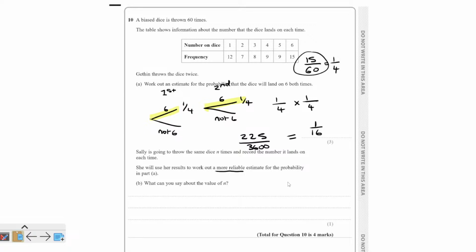So it's basically any time that you're trying to figure out probabilities by doing multiple tests. In this case, they threw the dice 60 times. It's always more reliable to do it as many times as possible. So when they say, what can you say about the value of n? All we need to write down is that it should be more than 60. Because Sally wants to be more reliable than Gethin. She wants to have more reliable results, which means she would have to do the test more times.